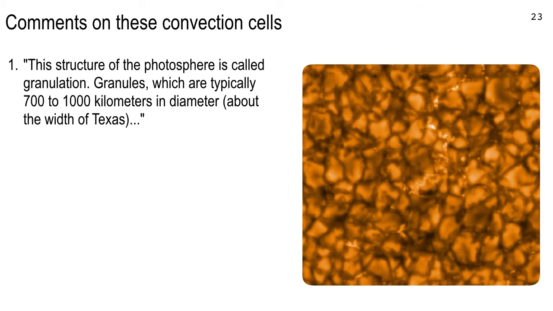This structure of the photosphere is called granulation. Granules, which are typically 700 to 1,000 kilometers in diameter. Yeah, that's about the size of Texas. So it's and some of them are bigger than that. Some of them, the really big ones can be the size of the Earth. So it's amazing. And so what we're looking at here is the convection cells at the very top of the convection zone in the sun.